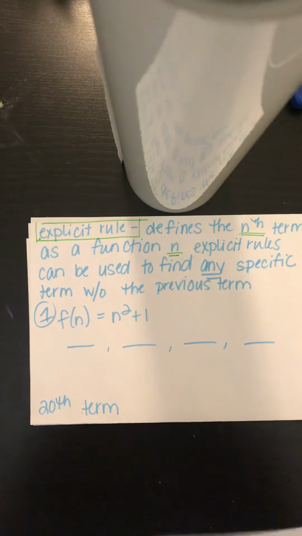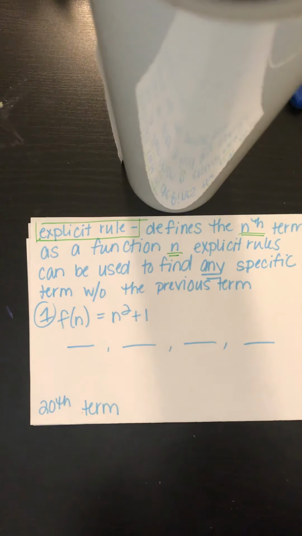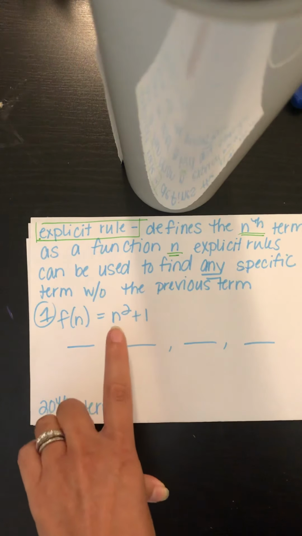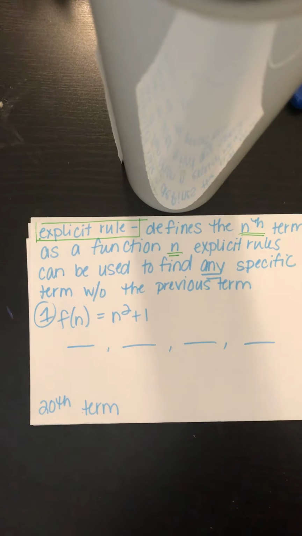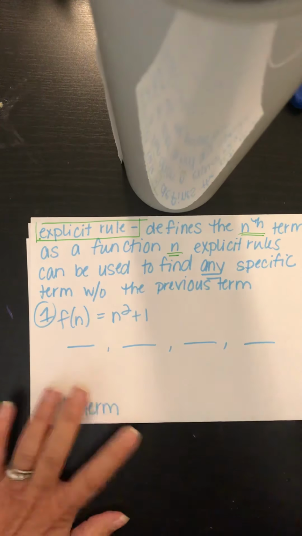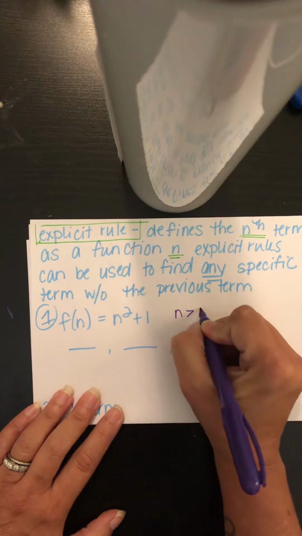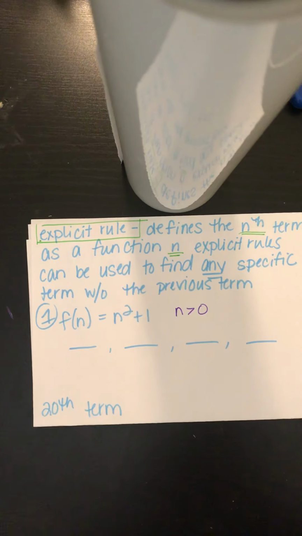Okay. An explicit rule for a sequence defines the nth term as a function of n. Explicit rules can be used to find any specific term without finding any of the previous terms. In example 1, a sequence is defined by the explicit rule f of n equals n squared plus 1. Assume the domain of the function is the set of numbers greater than 0. I should have written that. Find the first 4 terms of the sequence.